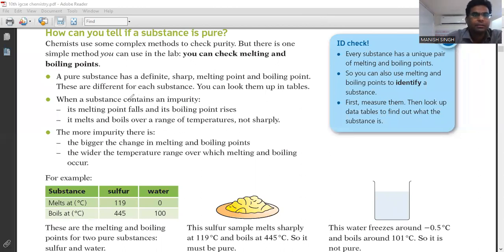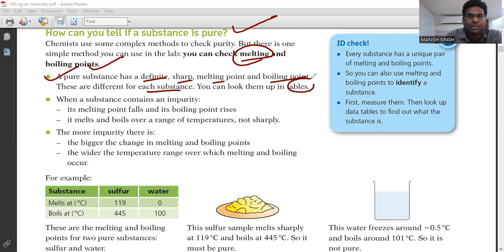Now, how can you tell if a substance is pure? Chemists use some complex methods to check purity, but there is one simple method you can use in our lab. You can check the melting and boiling point. A pure substance has a definite, sharp melting and boiling point. They are different for each substance, so you can look them up in a table.